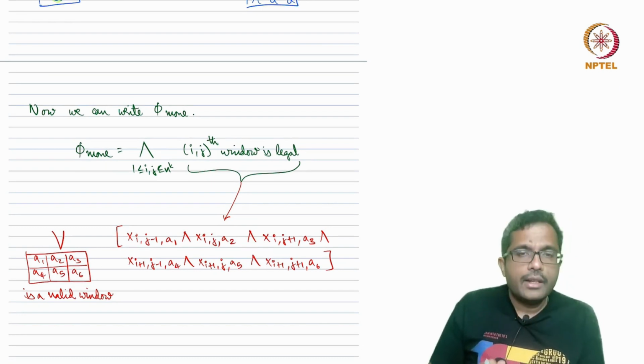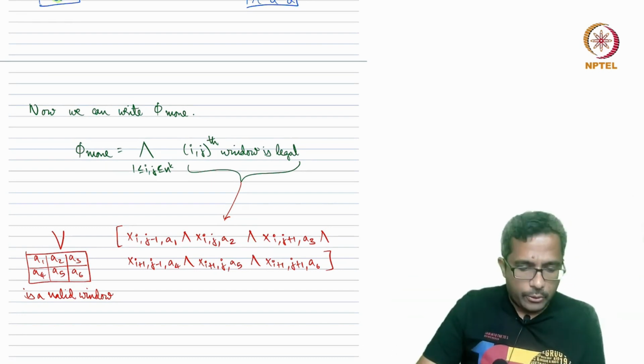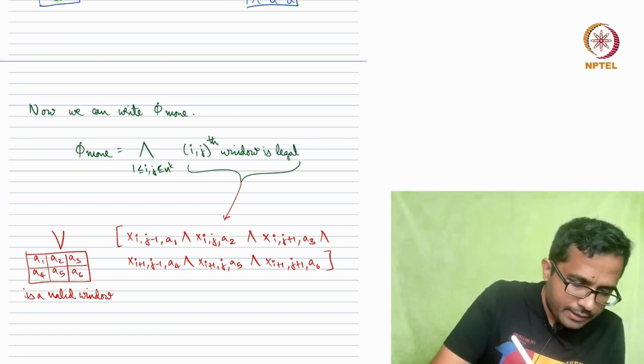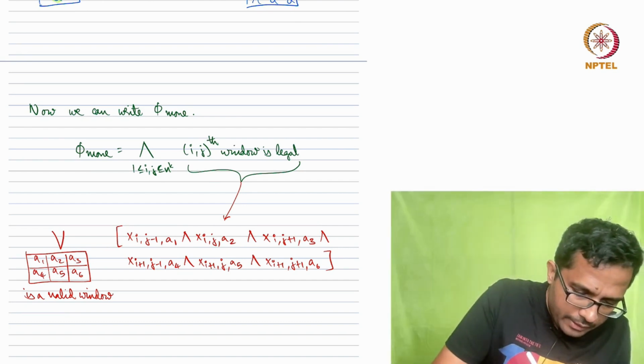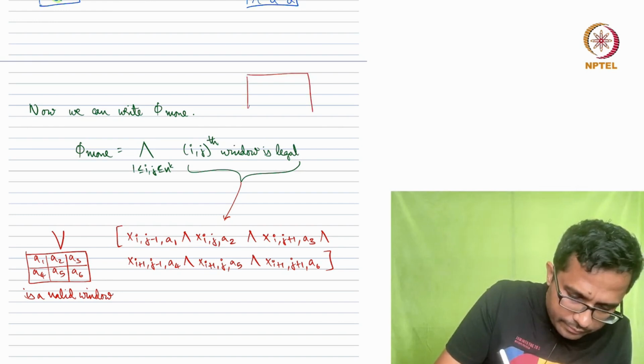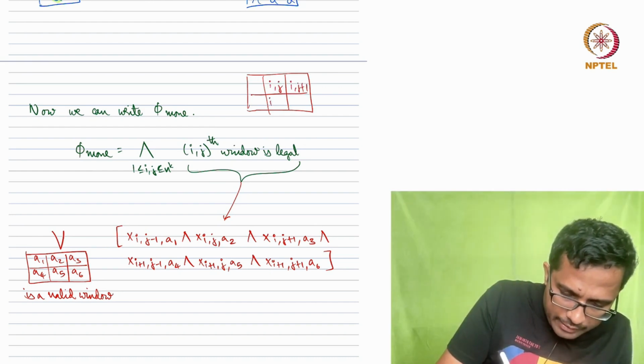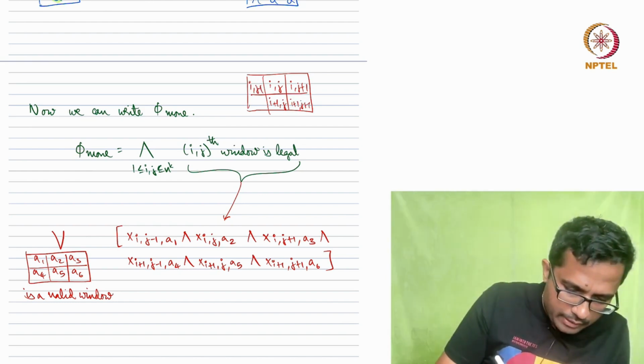So what is phi move? We go through all possible windows, right? By the ijth window, what I mean is this. So this is i and this is j. So this will be i, j plus 1. This will be i minus 1, j. This will be, sorry, i plus 1, j, i plus 1, j plus 1 and so on. So here will be i, j minus 1. So maybe I'll just make it a bit bigger.